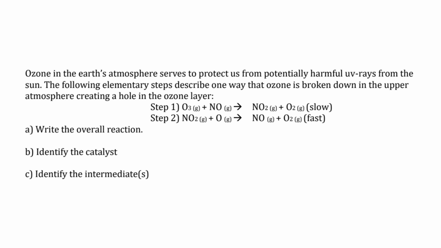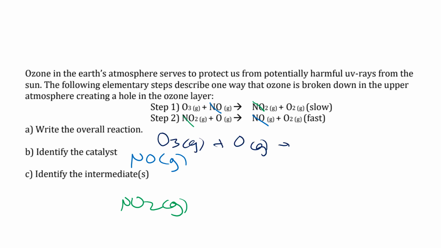So NO is introduced as a reactant, then pops up in the products for the second step, so that means that is considered my catalyst. We notice that NO2 is produced in the first step, but then is used up and is no longer present, so NO2 is my intermediate. My overall reaction is O3 gas plus O gas produces 2O2 gas.